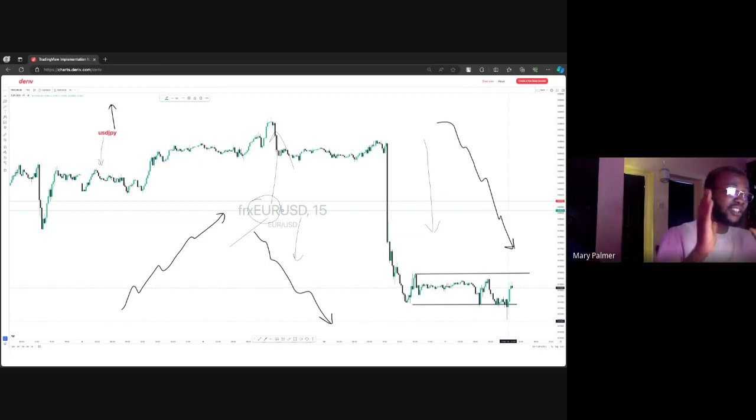But basing all your 100% trust on these indicators, I won't advise that. You can use them as side indicators. And one of the ones you can be using is the RSI. Now, I will talk about the RSI.